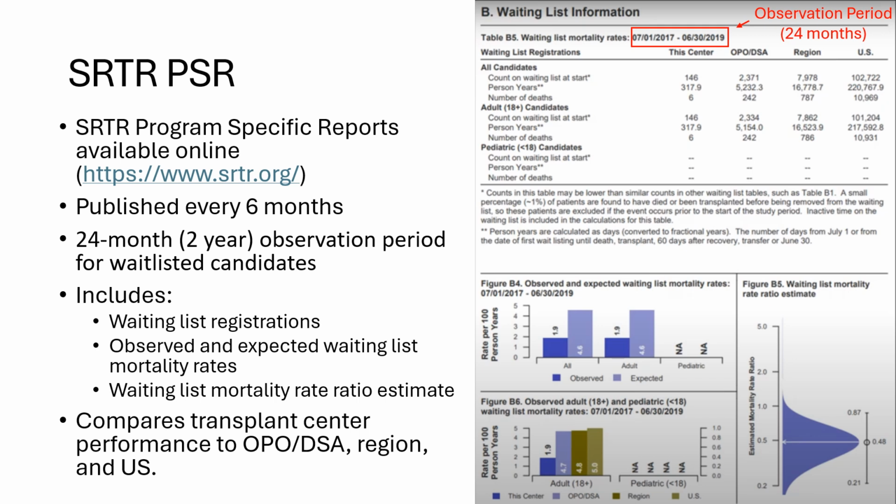Waitlist mortality rate ratios are reported through the SRTR program-specific reports. These reports are available online at srtr.org. They're published every 6 months and contain data for a 24-month or 2-year observation period. The reports include information on waitlist registrations, observed and expected waiting list mortality rates, as well as the waitlist mortality rate ratio estimate. The reports also compare transplant center performance to the OPO, region, and US.